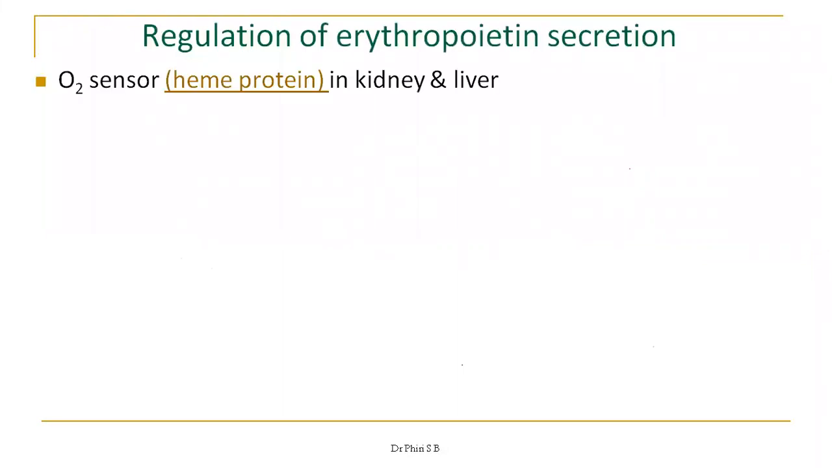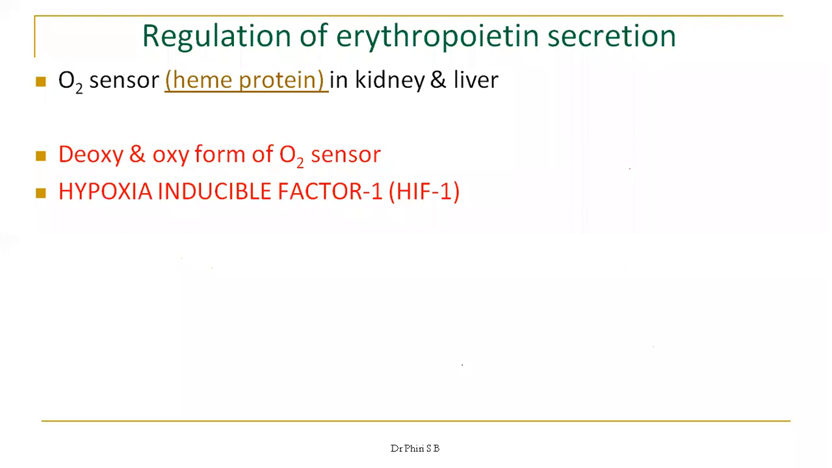Now, the regulation of erythropoietin circulation. You have oxygen sensors within those cells, the pericytes. So they are able to sense oxygen. So in absence of oxygen, they're going to be stimulated to produce a lot of erythropoietin. So they could be in deoxy state or oxy state. If these oxygen sensors are in oxy state, then it means they don't produce a lot of erythropoietin. But once they are in deoxy state, then they'll produce a lot of erythropoietin.